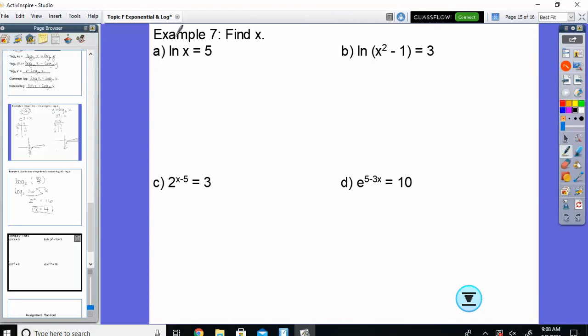Natural log of x equals 5. This is an e here, so you could change it to exponential. So it says e to the 5th equals x, and we can leave it like that.